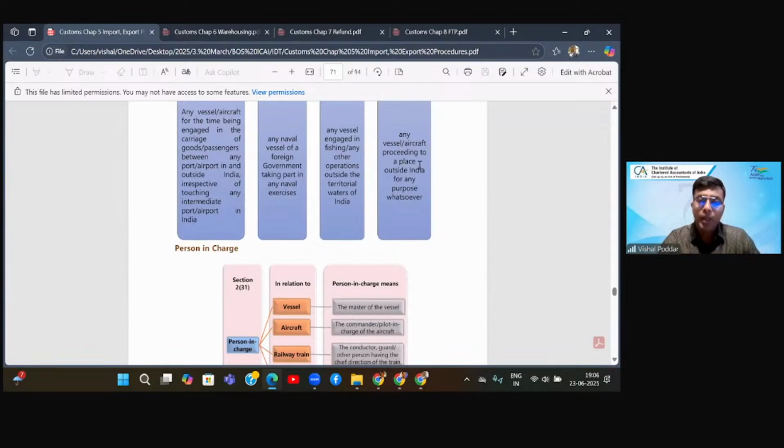And then finally, any vessel or aircraft proceeding to a place outside India for any purpose. So any vessel which is going outside India for any purpose. Now this "any purpose" wording is very important. And even "any vessel" means it may or may not carry passengers and goods. So it may happen that some plane is hijacked and it is being taken outside India.